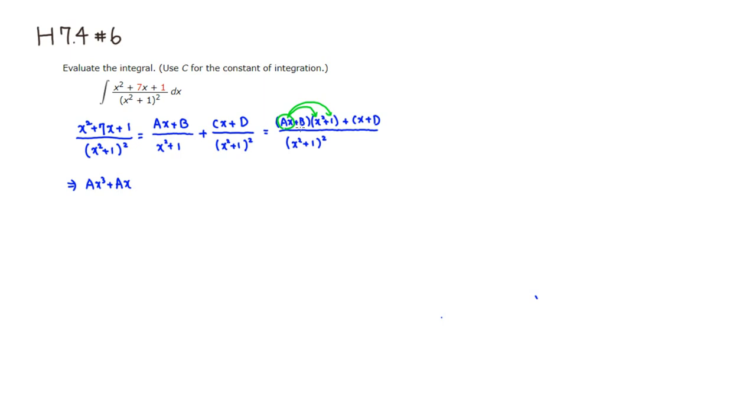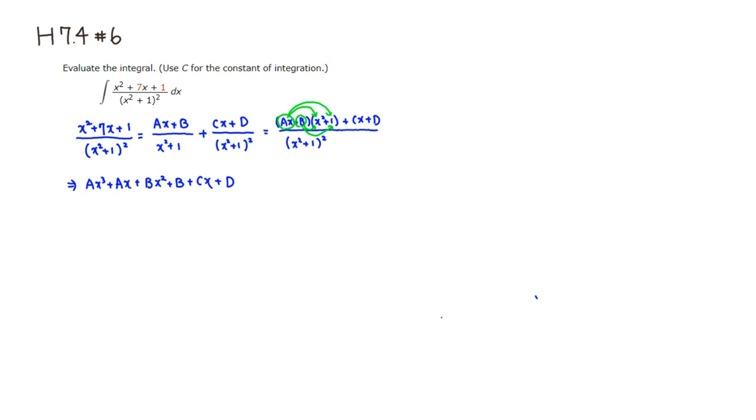Then we distribute b to x squared and 1. So it's going to be bx squared plus b. Then we have cx plus d. Then I'm going to just collect the like terms.